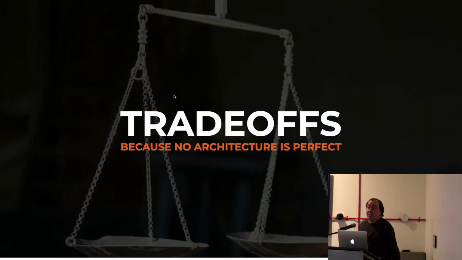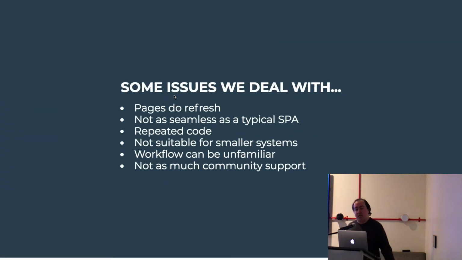So let's talk about trade-offs. No architecture is perfect, right? Some issues we deal with on a day-to-day basis: pages do refresh. It's not as seamless as a typical single-page application. When you click on stuff, sometimes it doesn't just happen, you'll see a flicker, and it does somewhat affect the user experience. We gain some velocity from it. There is repeated code. Like I mentioned how we share assets, but code that's bundled up will be loaded every time I move from one application to the other.